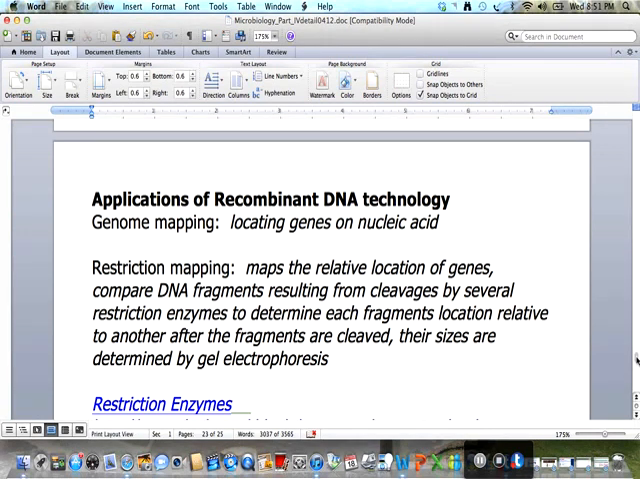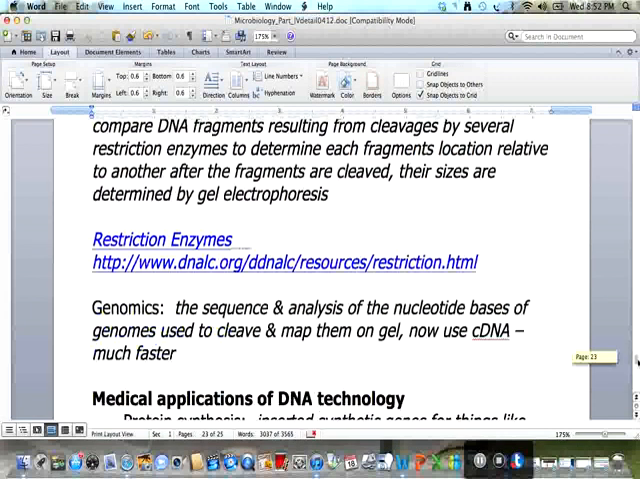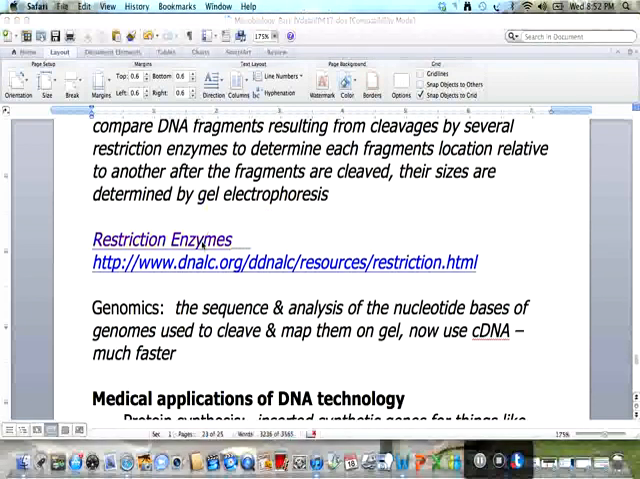Genomics is the sequencing and analysis of nucleotides, the basis of genomes. They used to be cleaved and mapped on a gel, but now cDNA is used, which is much faster. And here we've got a brief animation on restriction enzymes.